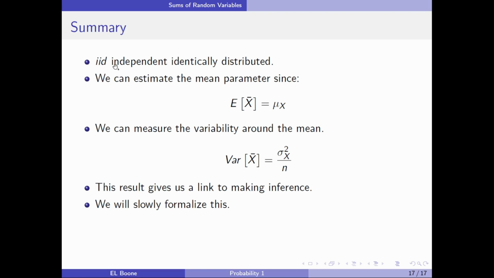All right. So IID, independent, identically distributed. We can estimate the mean parameter because we know that the expected value of x bar is equal to mu. So the average, not too bad to use. We can measure the variability around it with also this formula for the variability, which says the more data I get, the less variability about the mean I have, which means I have less uncertainty, which makes sense. This gives us a link to inference, which I just showed. Now we're going to formalize that in the next video where we talk about the central limit theorem. So see you there.